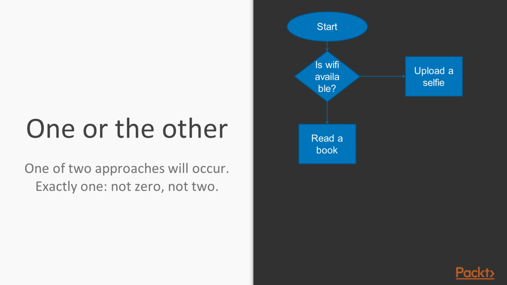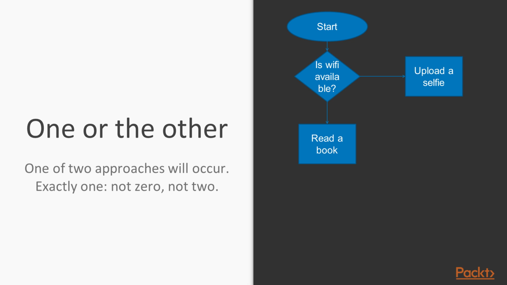We can get a bit more advanced where we have a one or the other, a mutually exclusive outcome, where either one's going to happen or the other is going to happen. So in this case, we start, is Wi-Fi available? Okay, then I'm going to upload a selfie. If not, if I don't have Wi-Fi, well, I'm going to go buy a book and I'm going to read it. So I will do one or the other of these outcomes, but only one, and exactly one. I won't do both, I won't do zero, I'll do exactly one.